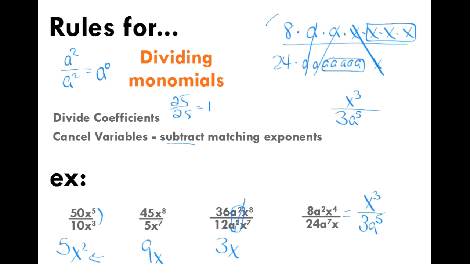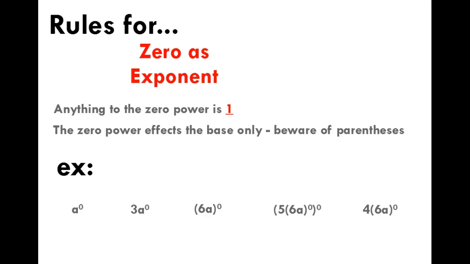Now, this work right here is very helpful to show for a while, but eventually you can skip it once you get the idea of what's happening. All right, next, and I think the last new rule is 0 as an exponent. We touched on it really quick, but the rule is, and this goes against everything that most people think.